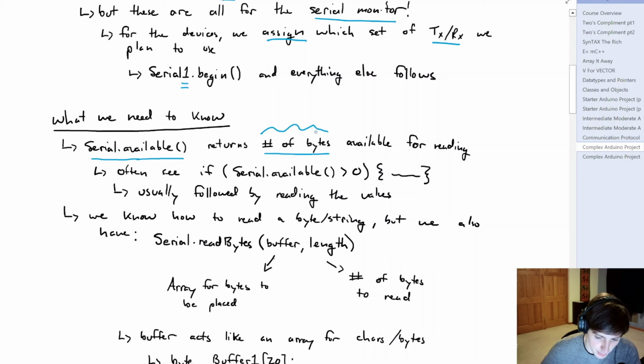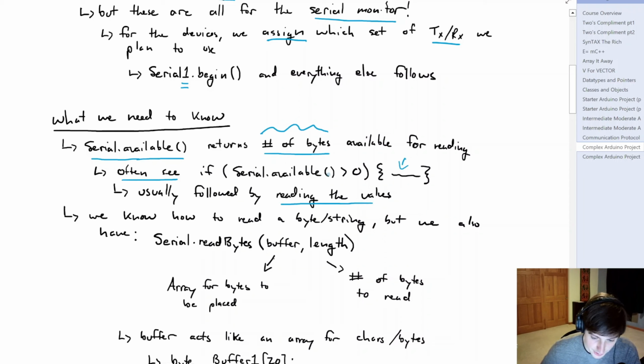And while the number of bytes available for reading might not be too important, we can play a little trick here. Often you'll see this: if Serial.available is greater than 0, and then something happening right here. This is pretty much an if statement that checks if there are some number of bytes available to be read. So pretty much it says, if we got a message, do something. And usually if we got a message, you probably want to read that, so we follow that up by reading the values. So then we need to look at reading the message.